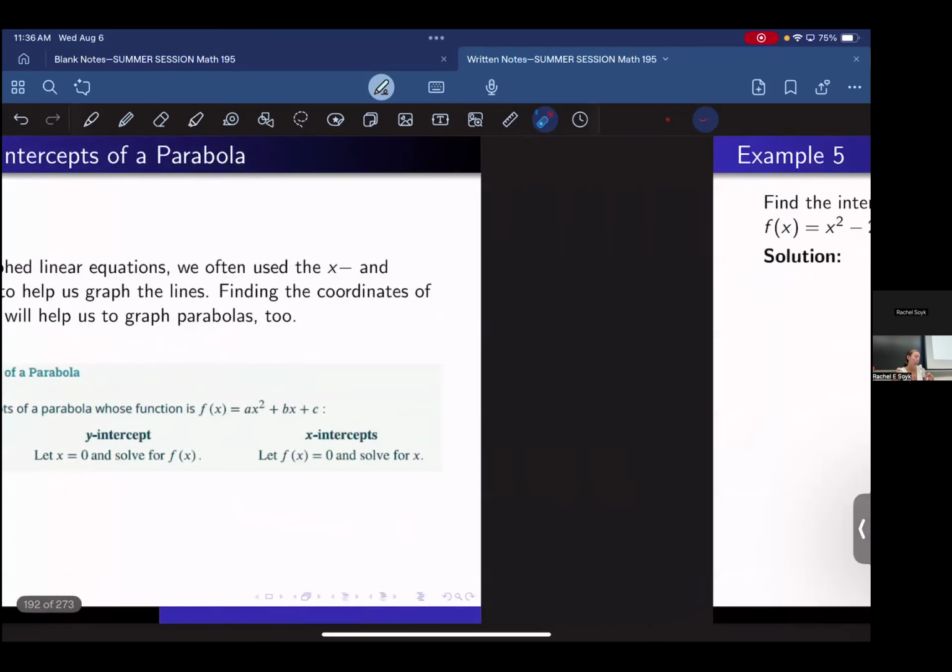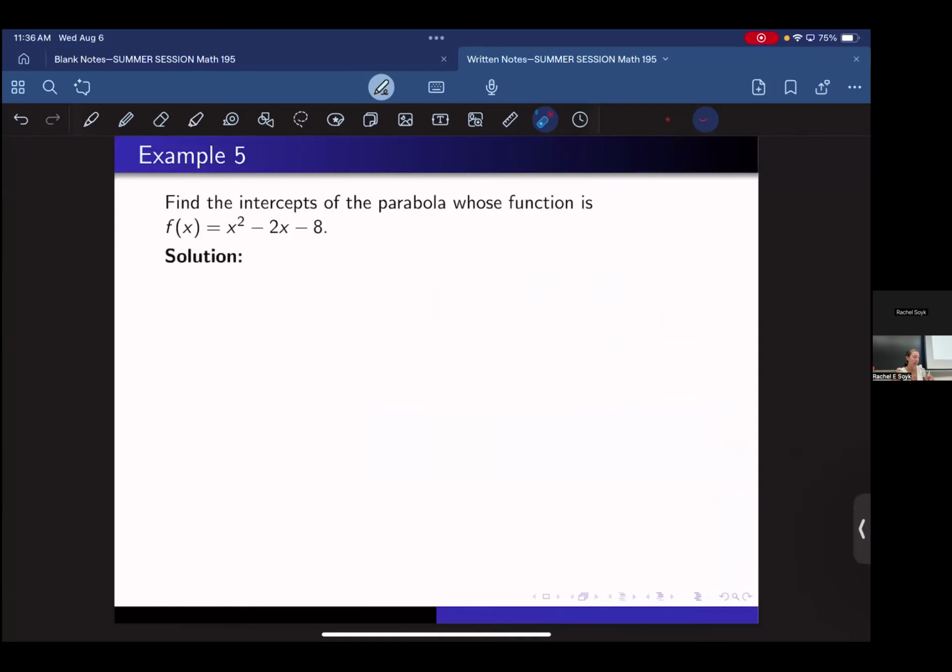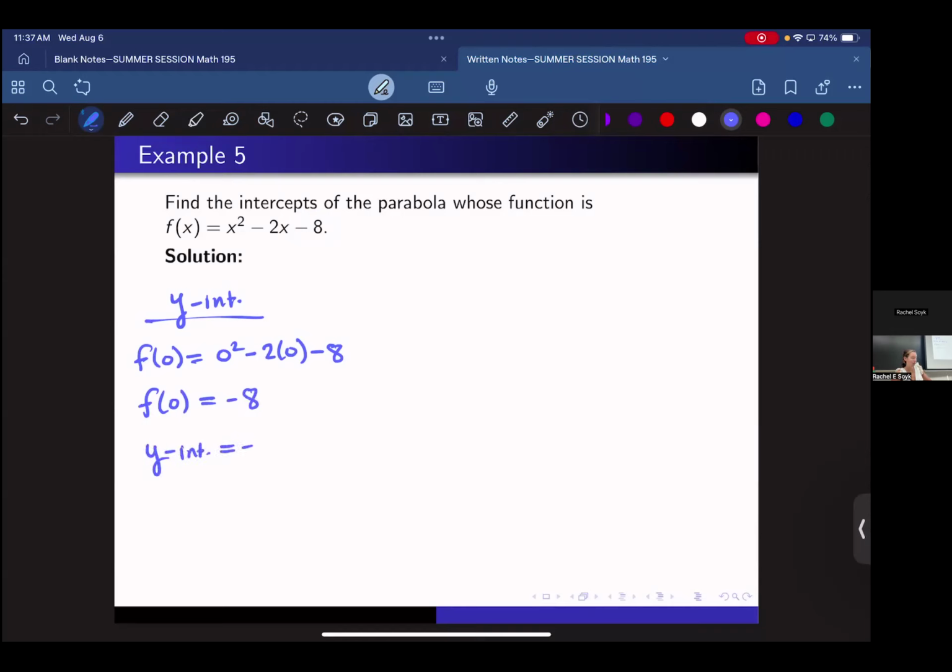So now knowing that, why don't we look at example 5 and find the intercepts of this quadratic function? So again, your y-intercept is very straightforward. If it's in your general equation form of a quadratic, it's always going to be just your c value. Because if you plug in 0 for all your x's, the first two terms end up canceling out, and so you get your y-intercept to just be -8. As a coordinate, it's just 0, -8.